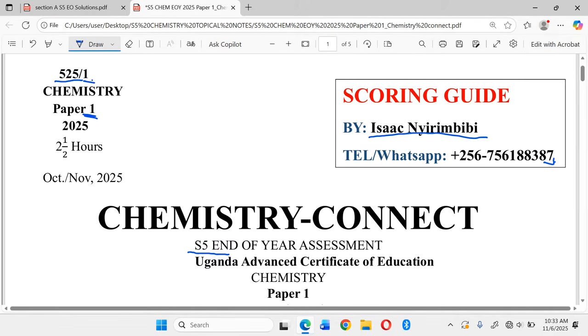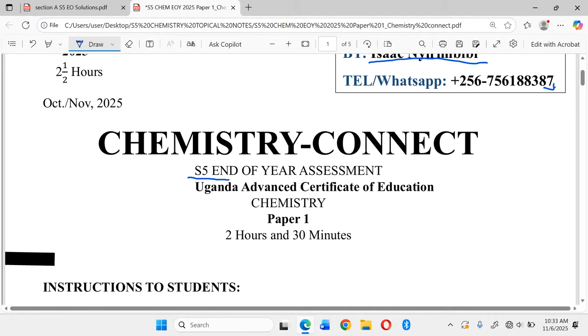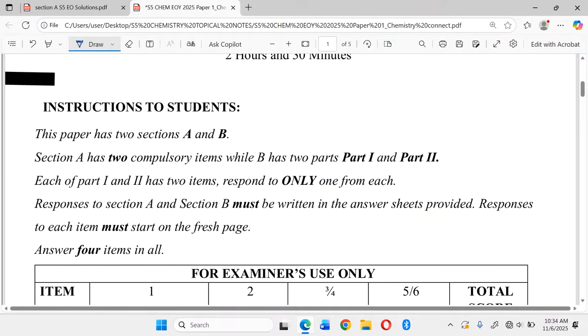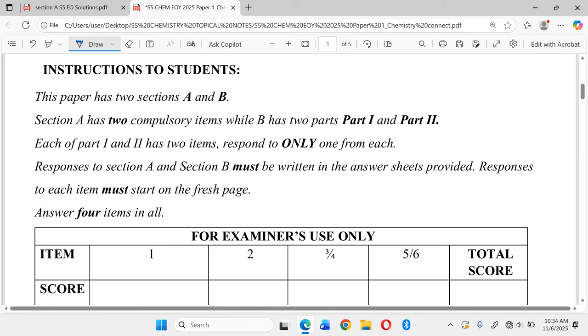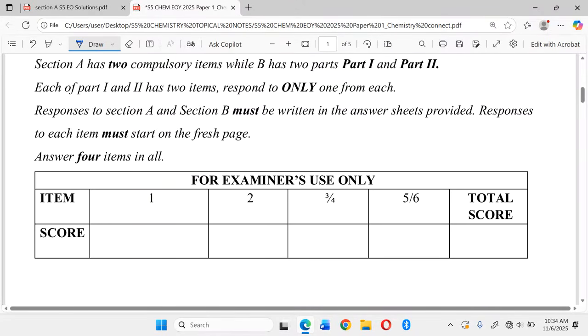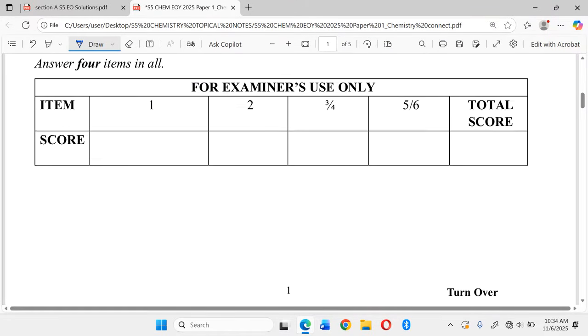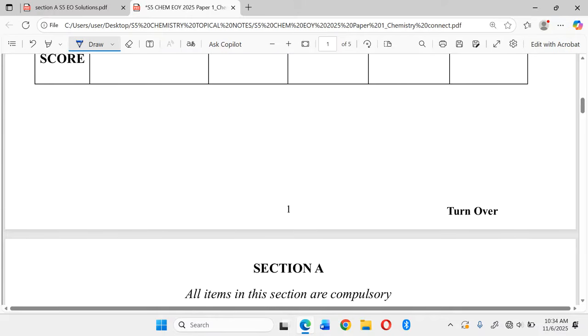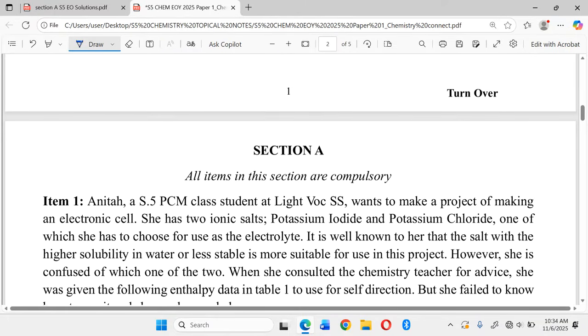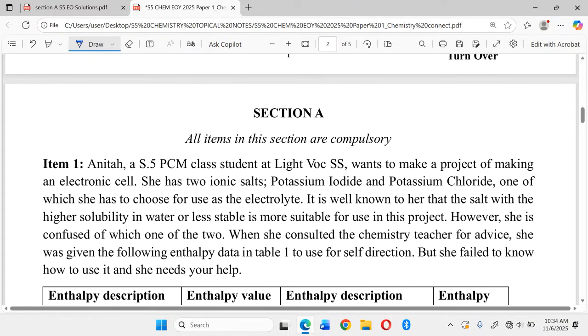Let's move directly to section A. Now, I'll be taking you through, those are the instructions. For those who don't have the soft copy of this paper, you inbox me on the same number I've shown you, so that you can get this paper and keep on following. Now, section A, the standard paper of chemistry in Senior 5, we see that in section A we have 2 items.